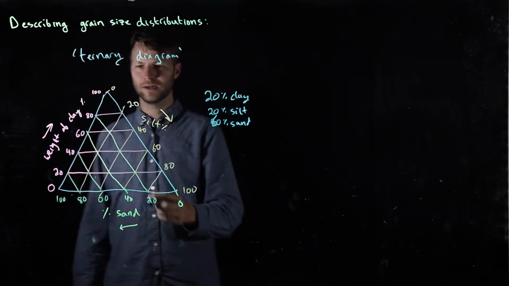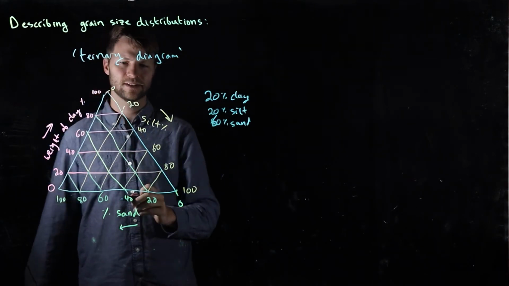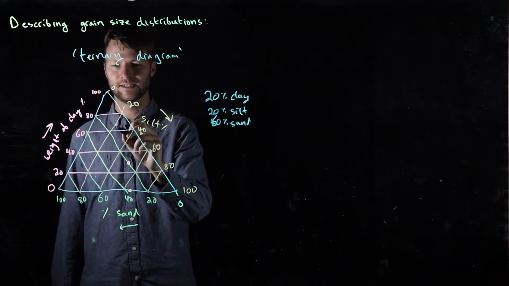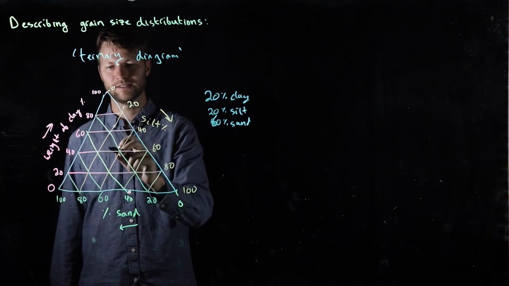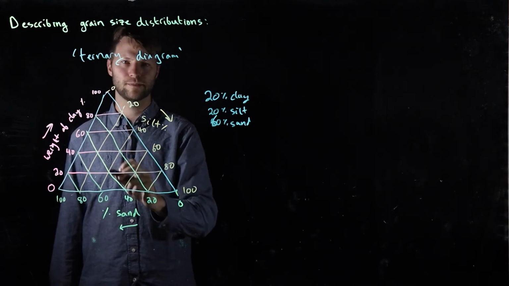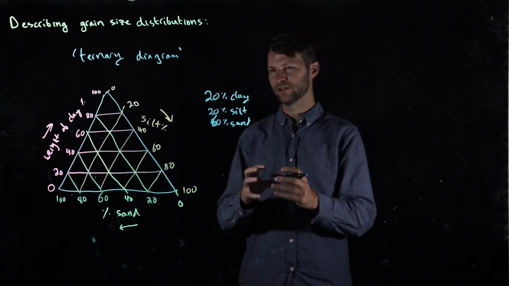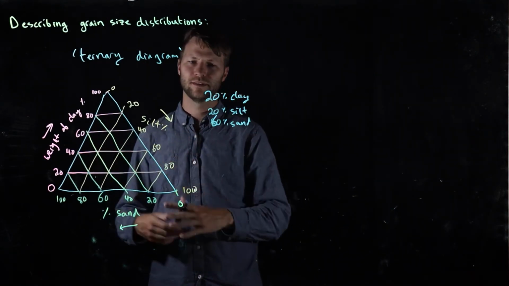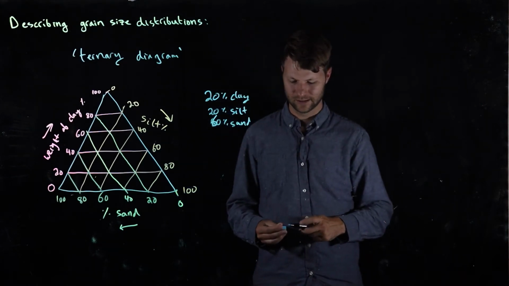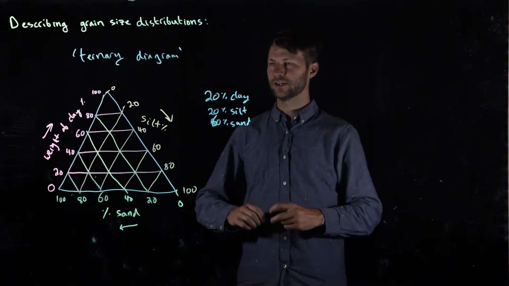Why do people use this? Well, in various soil classification schemes, they'll draw out regions here and say, this region up here corresponds to clay. This region here corresponds to loam. And it's just a way of quantitatively associating those qualitative terms with the actual grain size abundance. Okay, so that was the ternary diagram.